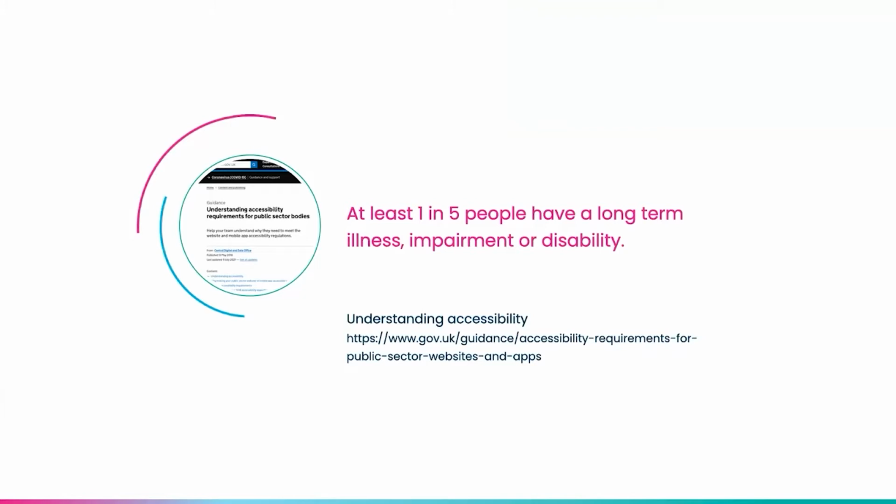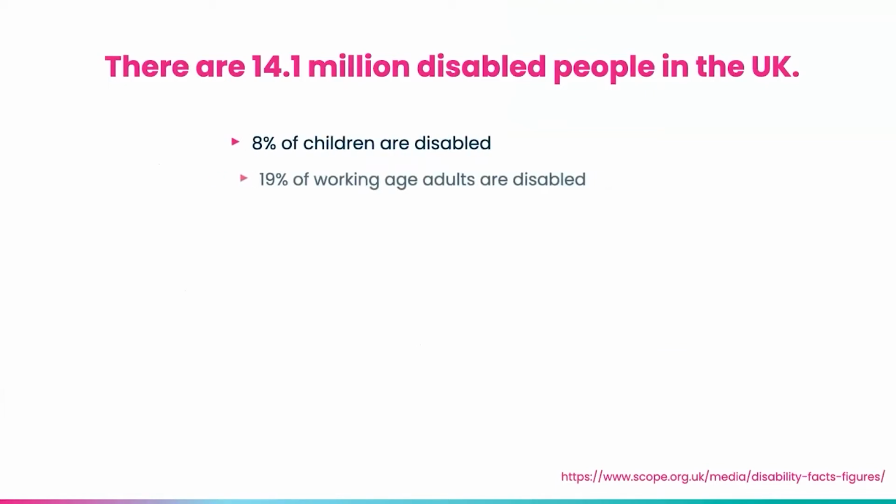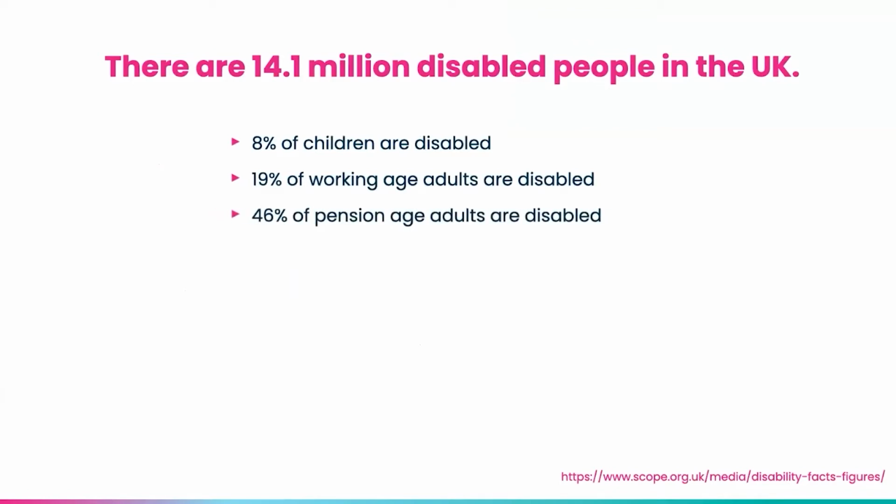At least 1 in 5 people in the UK have a long-term illness, impairment, or some sort of disability. That works out at 14.1 million people in the UK, 8% of which are kids, 19% of working age adults, and 46% of pension age adults who are actually disabled. Depending on your sector and the type of sites you run, that could be quite a sizable chunk of people that have some sort of disability or impairment, or may have problems accessing things online.